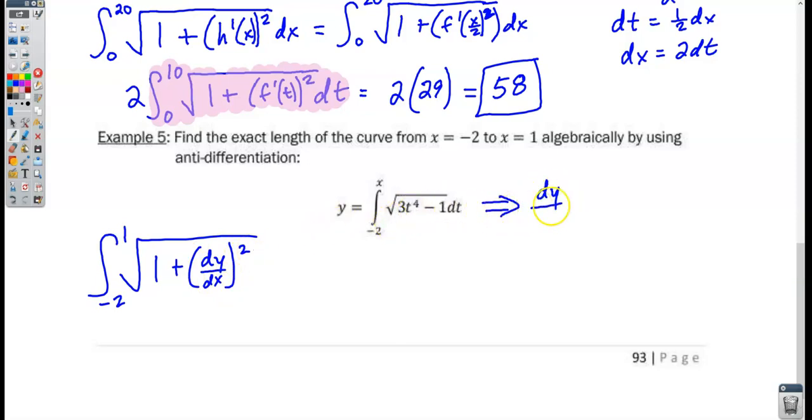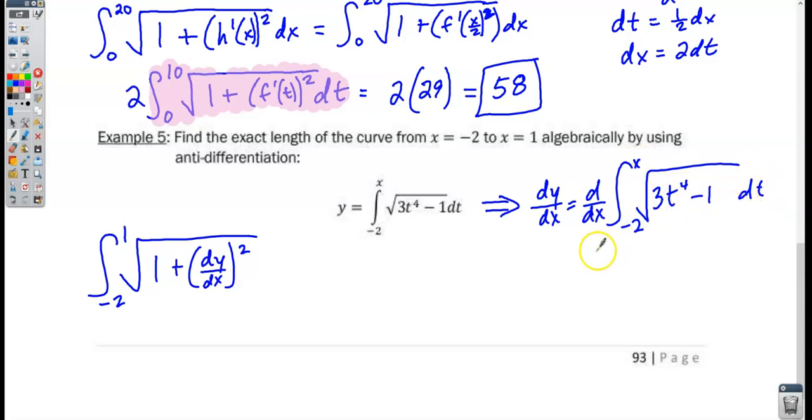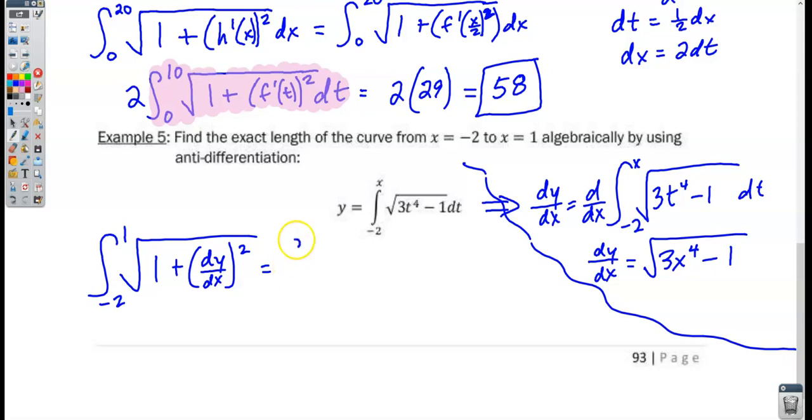I take the derivative with respect to x of both sides of this function. And therefore, by the fundamental theorem of calculus part 1, dy dx is equal to the square root of 3x to the fourth minus 1, because we've got a constant lower limit of integration and just x as our upper limit, so we can substitute that into the integrand, and that gives us dy dx. So this is equal to the integral from -2 to 1, the square root of 1 plus the quantity square root of 3x to the fourth minus 1, quantity squared.